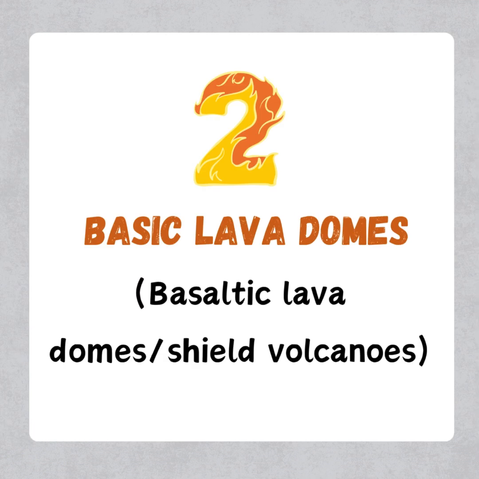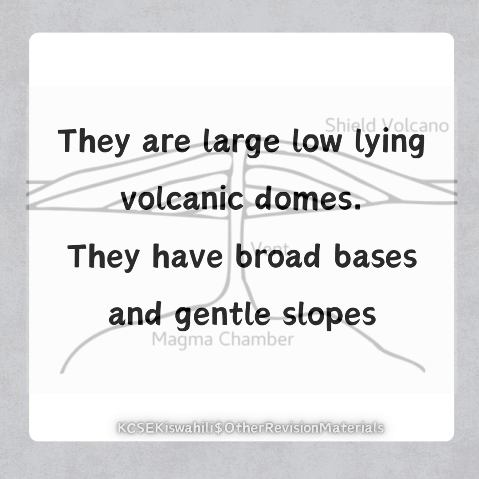The second feature formed through vent eruption is a basic lava dome. Basic lava domes are also called basaltic lava domes or shield volcanoes. Basic lava domes are made from basic lava which has low viscosity and flows over a long distance before it cools and solidifies. Basic lava domes are large low-lying volcanic domes. They have broad bases and gentle slopes.